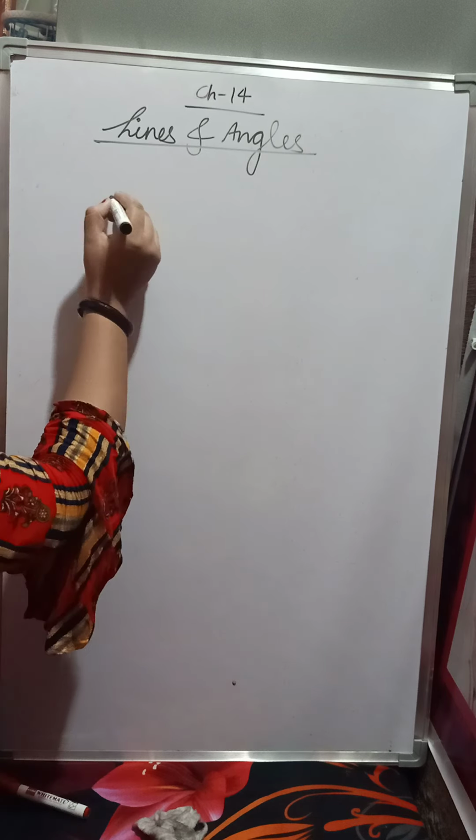If you want to get the value of the angles, the first angle is 5x, so the value is 5 into 20. This is 100 degrees. The second angle is 4x, so the value is 4 into 20. This is 80 degrees.